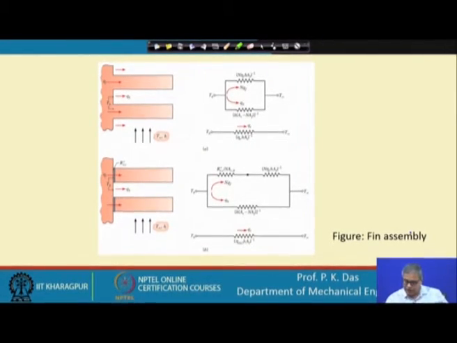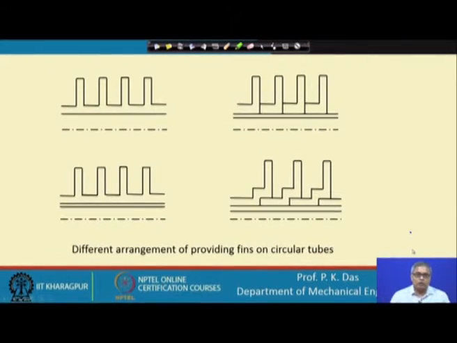Let us go to the next. Here I have shown different kinds of arrangements. These are all tubes and only one side of the tube has been shown. In the first one, the fins are made from the same material itself. In the second one, this is the tube surface, and on top of that I have used a strip which is having fins. So, it is wound around the tube. This is one kind of design.